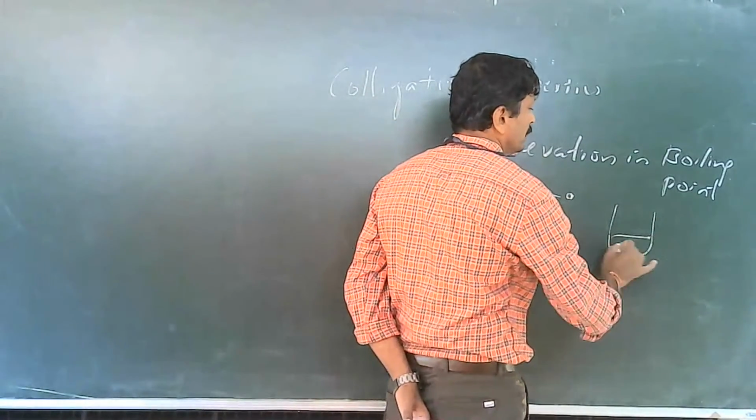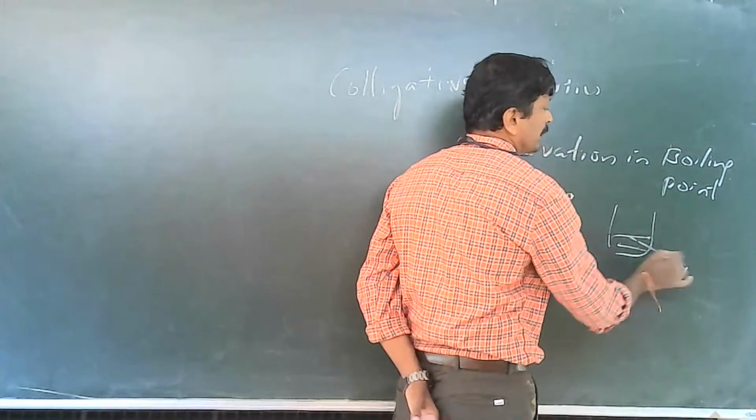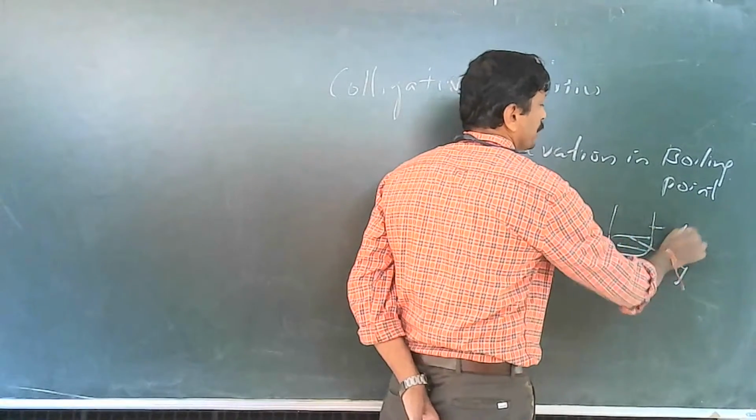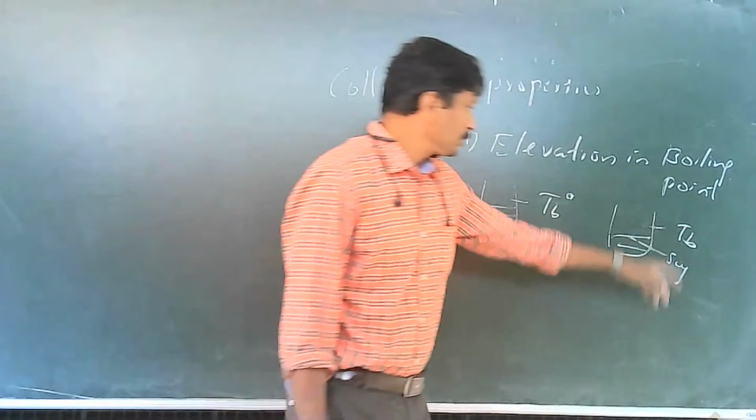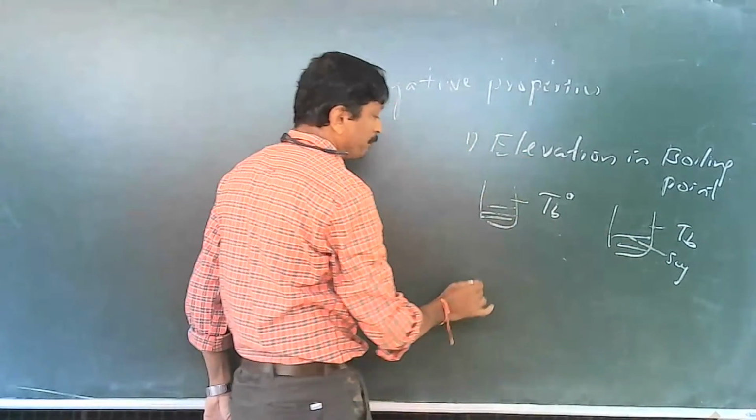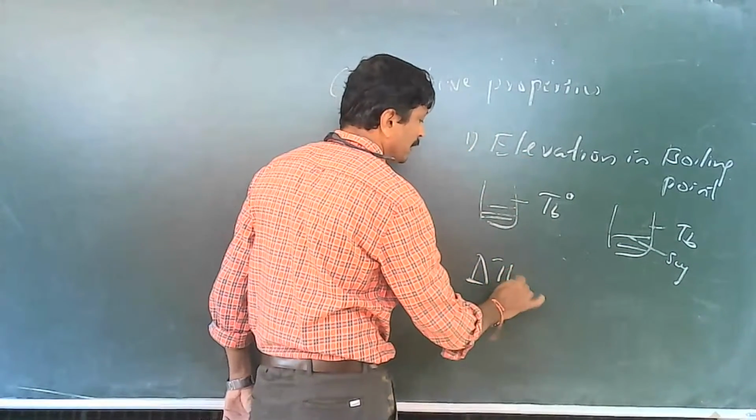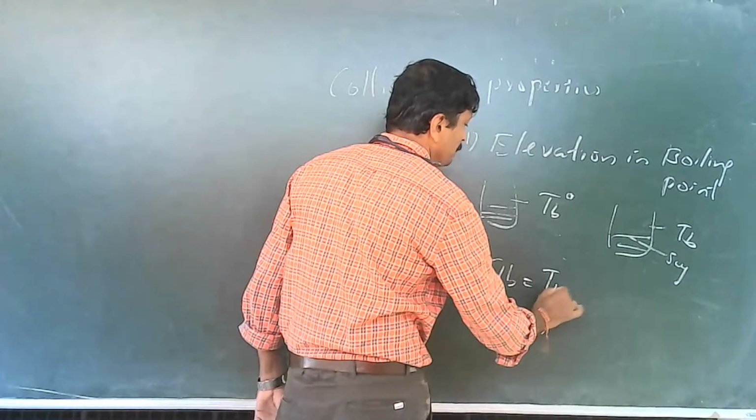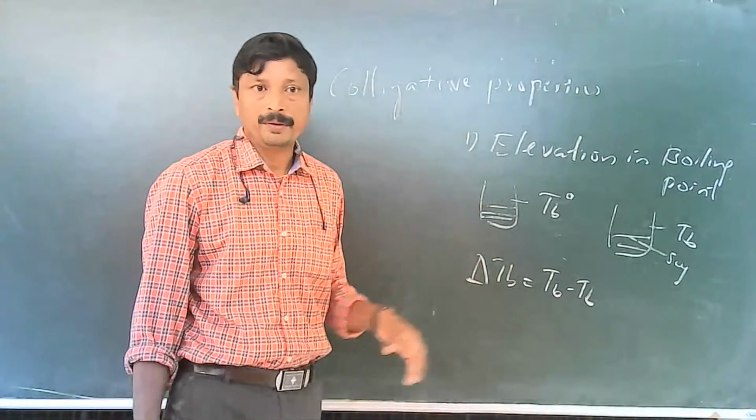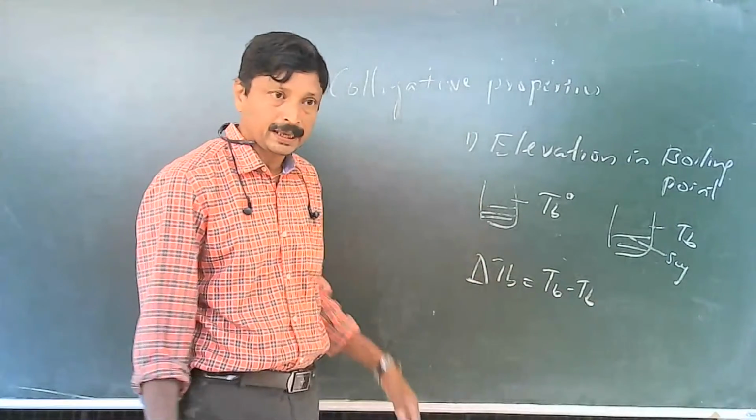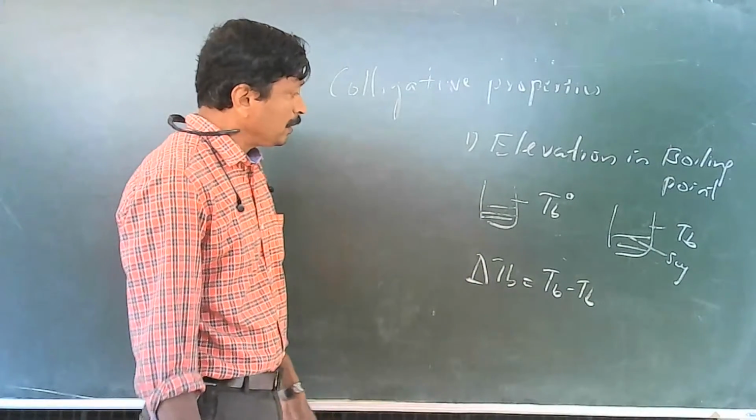Suppose you have a solution, sugar dissolved in water. This boiling point is called Tb. So, what is elevation in boiling point? Delta Tb is equal to Tb minus Tb0. This delta Tb is called elevation in boiling point. This you discussed in the last class.